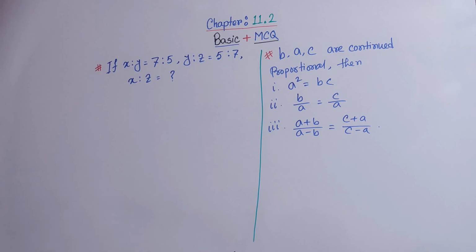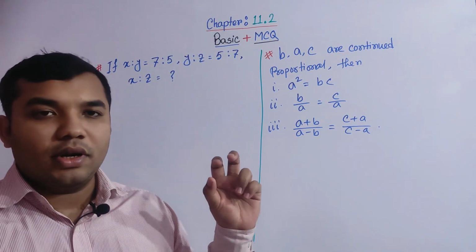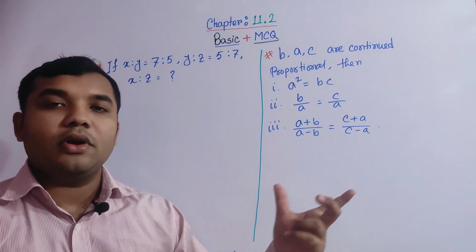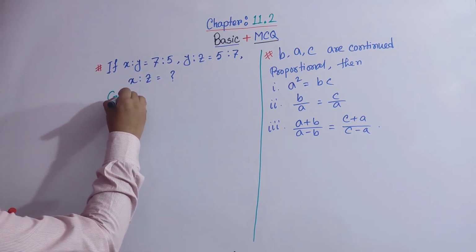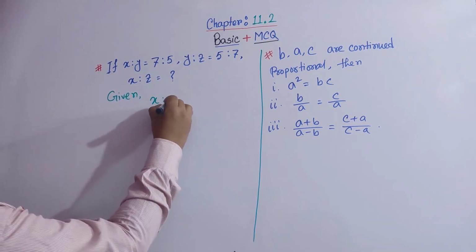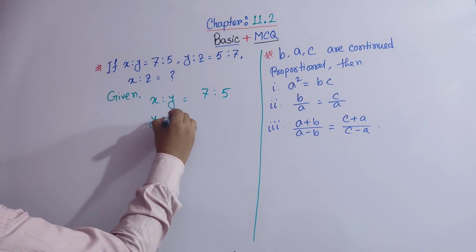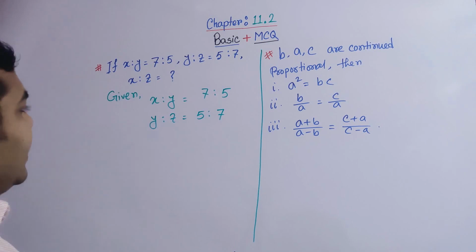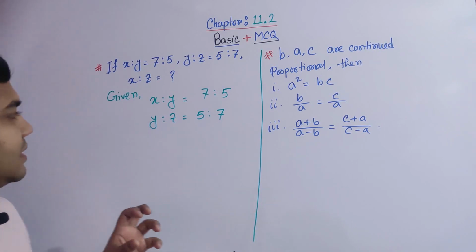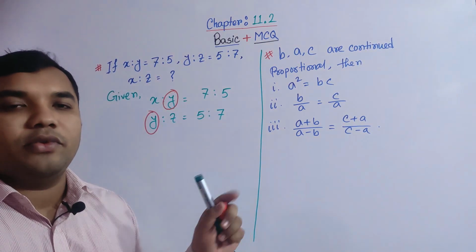Okay, dear students, here I am trying to give another example related to our continued proportion by continued ratio. Here our first part is given, that is x y. It is given that x to y is equal to 7:5, and another thing is given, y to z is equal to 5:7. So here we have to think that our y should be equal. That's our first criteria we have to fulfill.